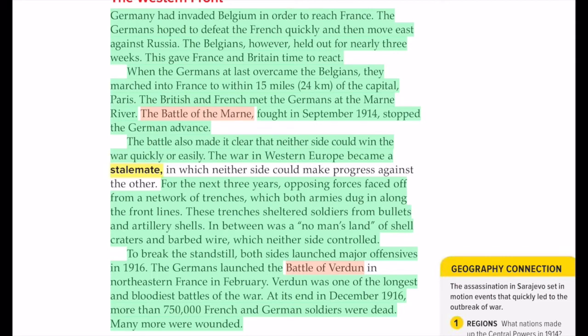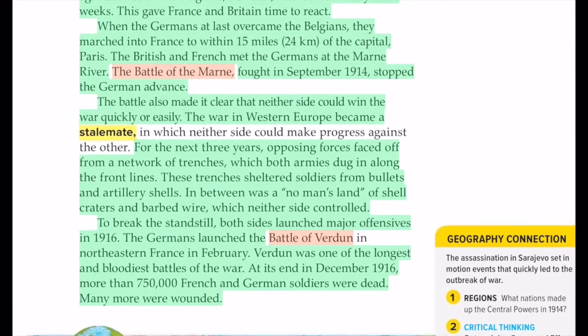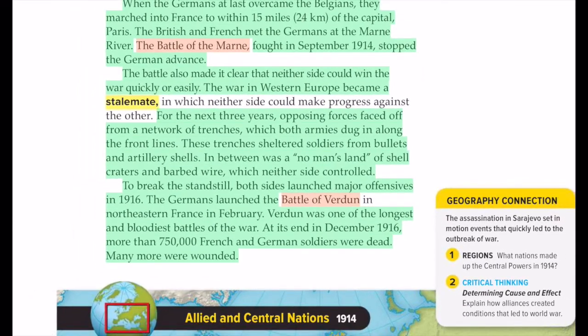Remember how the Germans thought they were going to be able to get France pretty quickly and then just move everything over to focusing on Russia? Well, that doesn't really happen. The Western Front fighting takes much longer. They have 3 years of fighting and they move back and forth and gain a little bit of land, but not by a lot.